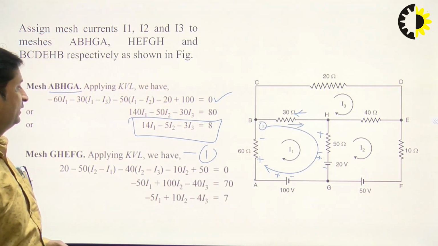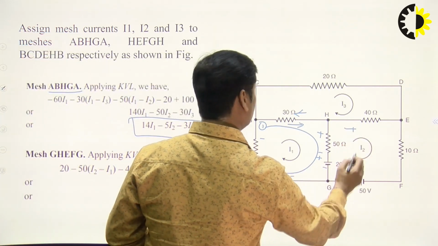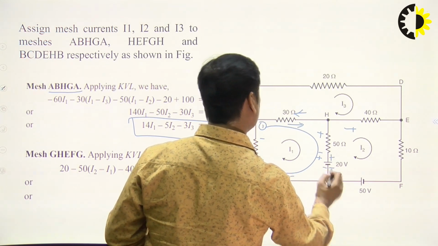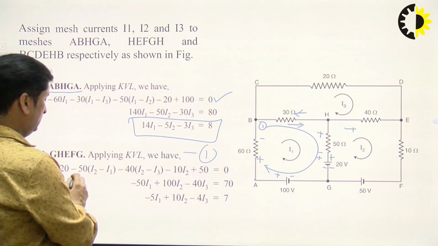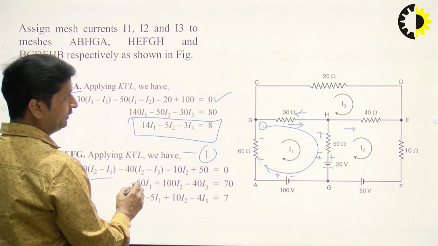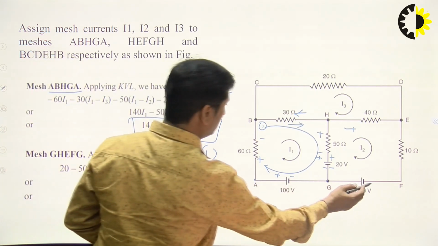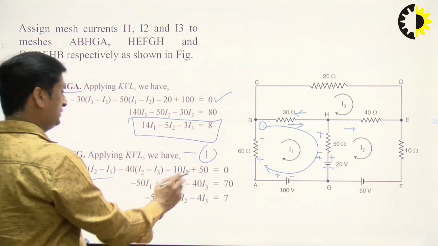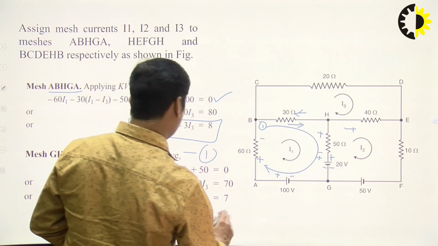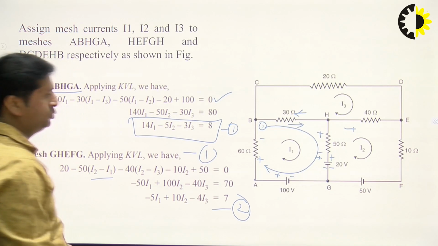Similarly, for the second one, in the second mesh, suppose we start from here. So minus to plus is plus 20, then minus 50 (I2 minus I1), then minus 40 (I2 minus I3), minus 10 I2 and plus 50. So in this particular mesh, this is the KVL equation. And further, if we solve it, we will get equation number 2.